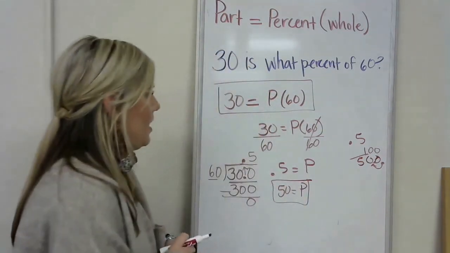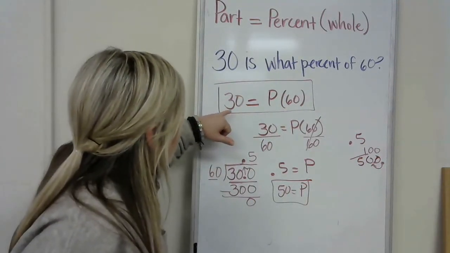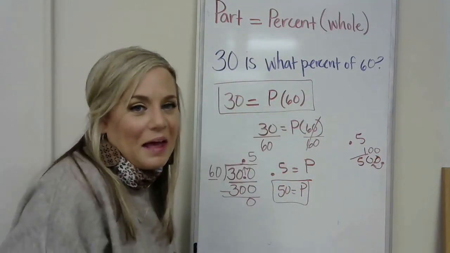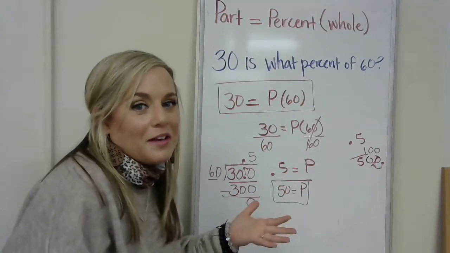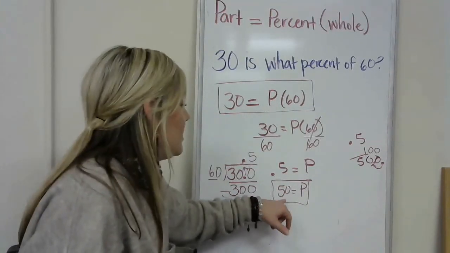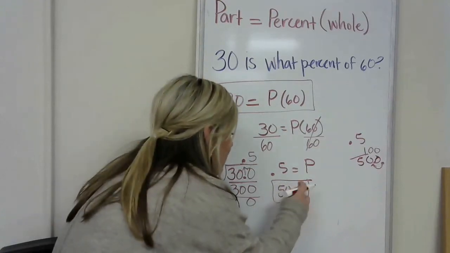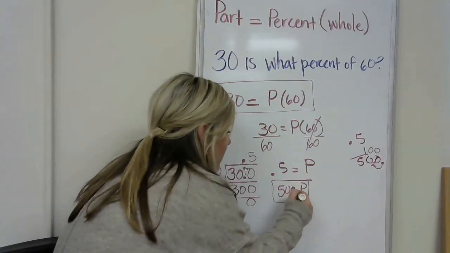And if you think about it, 30 is half of 60. Like, you know 30 is half of 60. So half is 50%. Miss Mitchell didn't put a percentage sign.